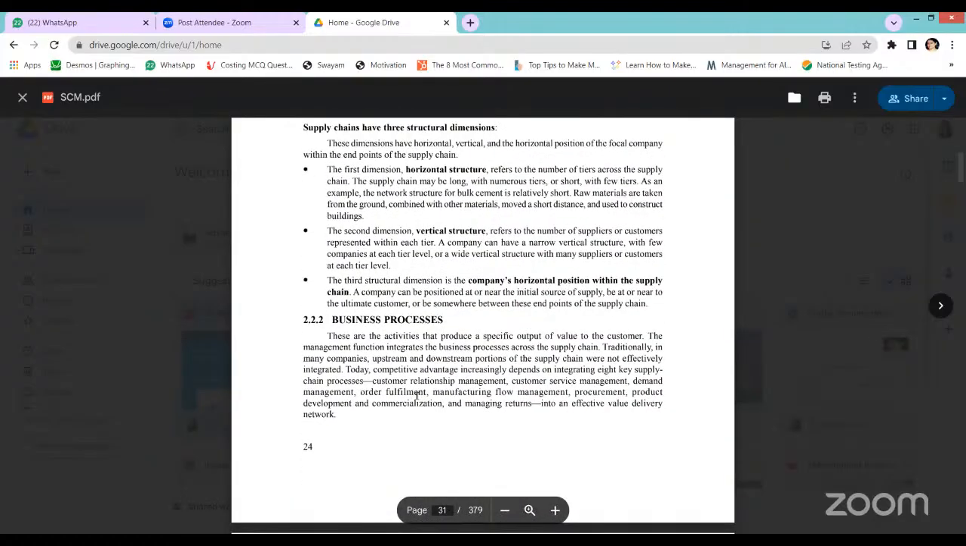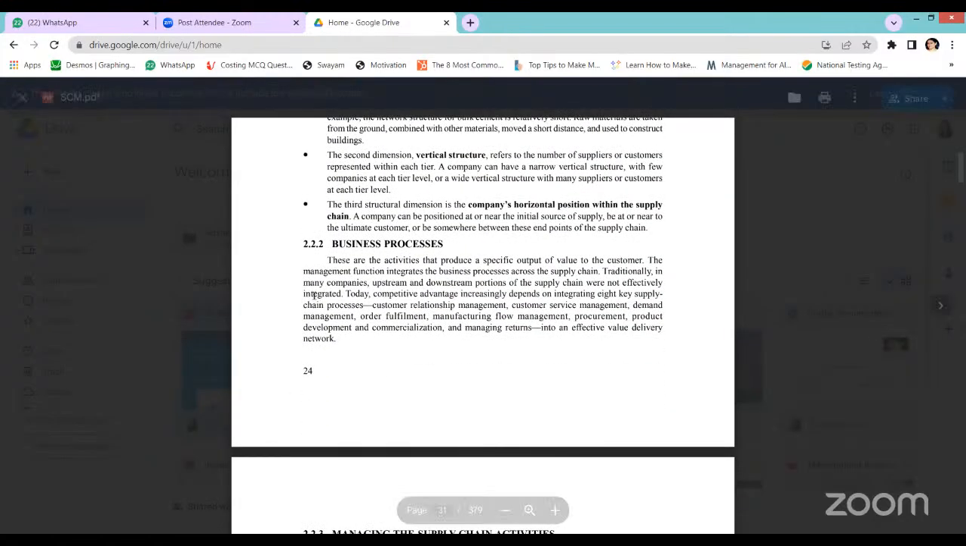The second component of business supply chain management is business processes. How does the business process take place? The activities that produce a specific output of value to the customers. This is the stage where the actual output takes place. So the activities involved in producing the specific output to the customer give value to the product. The management function here integrates its business processes across the supply chain.